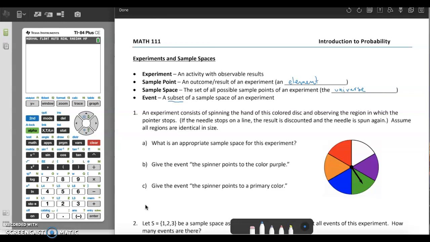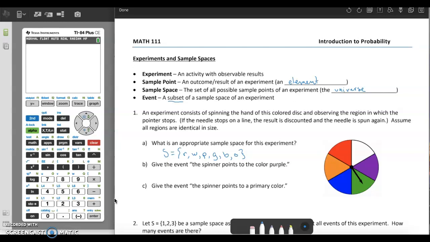Sample spaces are usually denoted by the capital letter S, and sample spaces are sets. So we want to write the set of all of the outcomes that you could get if you spin this spinner. I'm going to just use letters to represent them: R for red, W for white, P for purple, G for green, B for blue, and O for orange. Okay, so that would be our sample space. Those are all of the outcomes that we could possibly get.